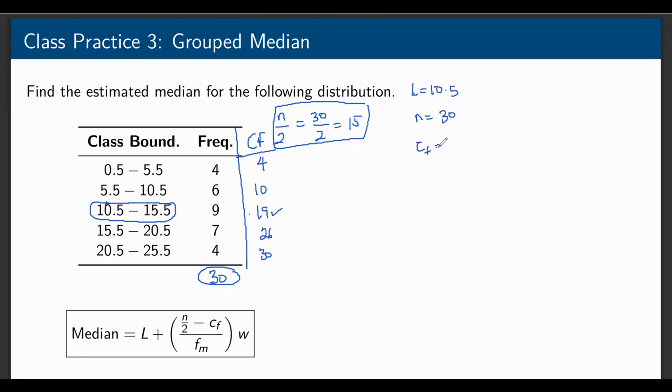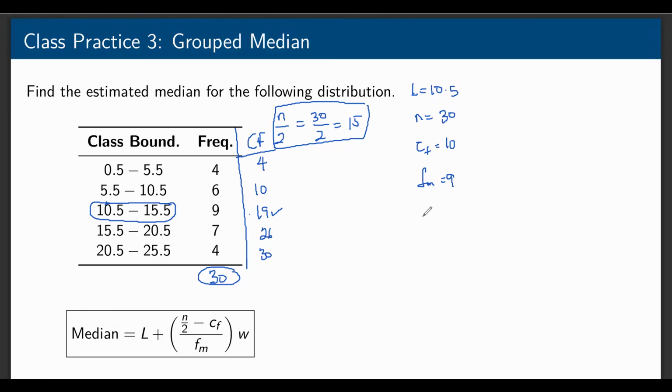CF is the cumulative frequency of the class just before the median class, which is here. The class just before the median class is this. Its cumulative frequency is 10. FM is the frequency of the median class, which is 9. It's here.